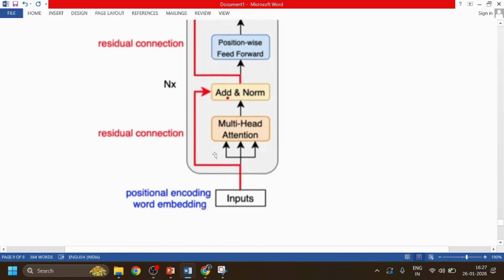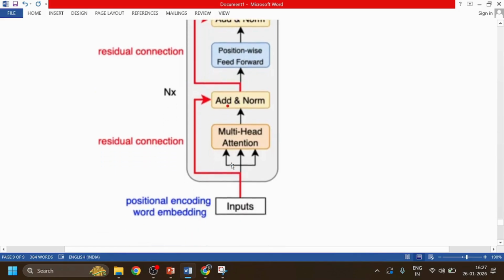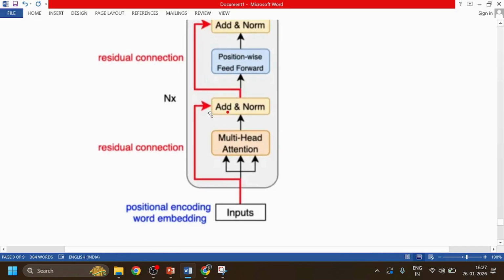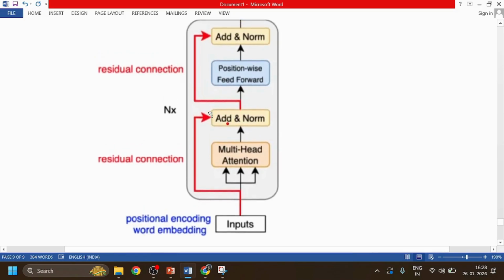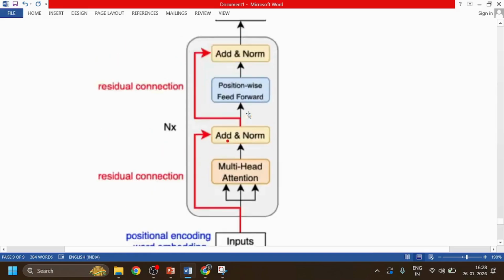By this method, attention gives you context, and the feed forward neural network adds depth. Positional encoding adds order, and these are the residual connections in red. Residual connection and normalization add stability. Together they make the transformer scalable.